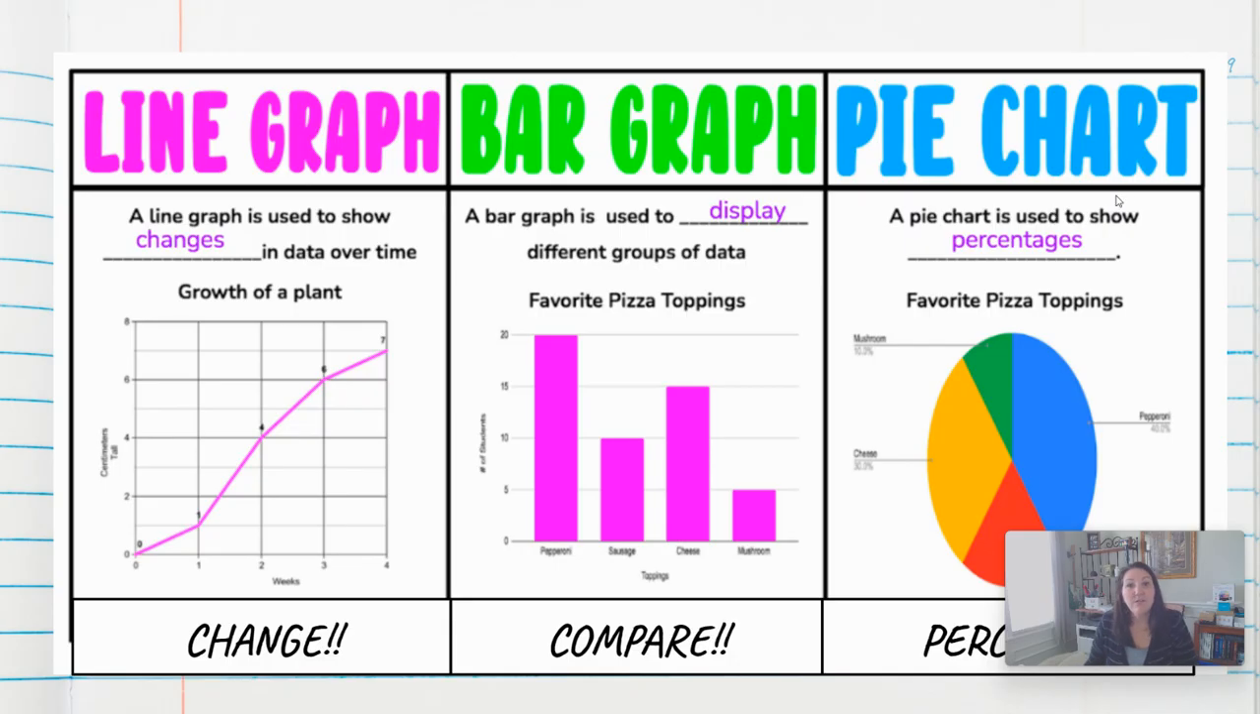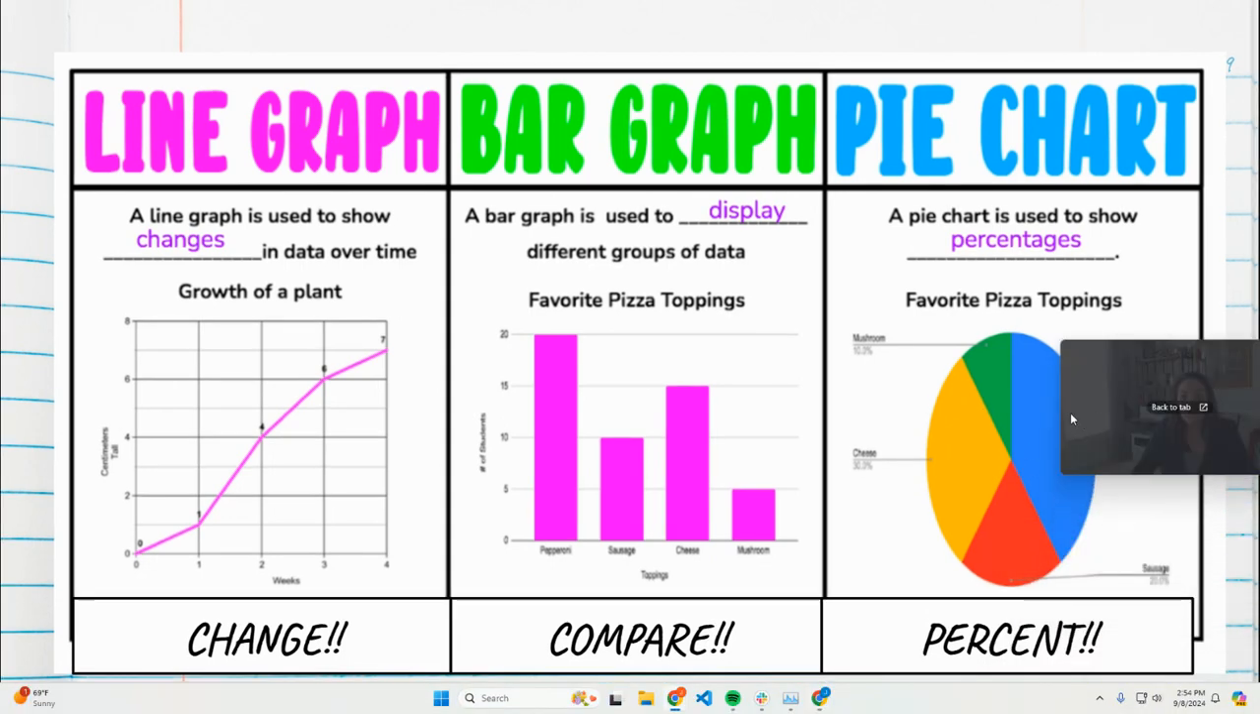And lastly, we have a pie chart. If you have a percent, like 100%, and you want to show what percent each category is of the whole, you're going to want to use a pie chart so that you can clearly see here how much of the favorite pizza toppings pepperoni represents. It's 40%. You can tell that it's bigger than the other varieties of pizza toppings. And so for a pie chart, you want to show the percent of a whole. It's used to show percentages.